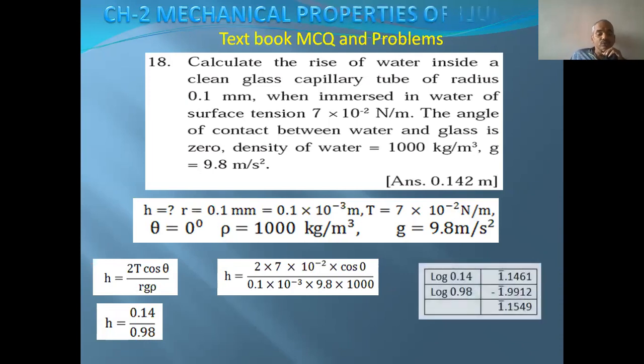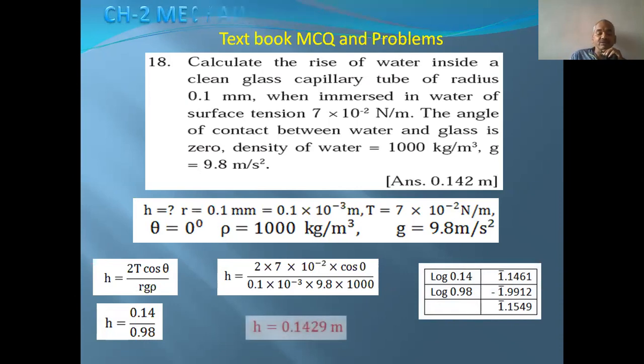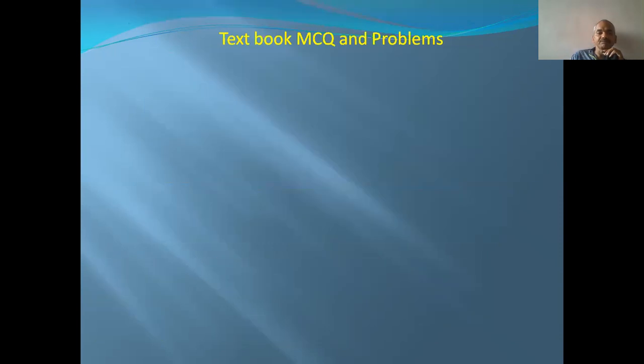Just use the log table. The log of 0.14 is bar 1.1461, and take the log of 0.98, subtract, and find the anti-log. We get the value of h as 0.1429 meter. Okay, you get the value for the rise of water inside the capillary.